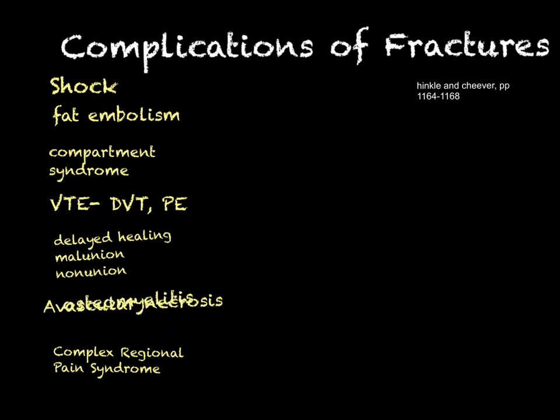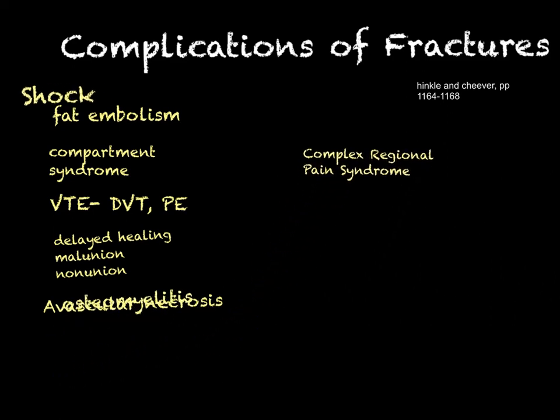So the next complication that your book discusses is complex regional pain syndrome. And it's not terribly common, but it can occur. It's more common following fractures of the upper extremity, and it's more common in women. And what you typically see is burning pain, very severe, paresthesias. You might see vasomotor changes.